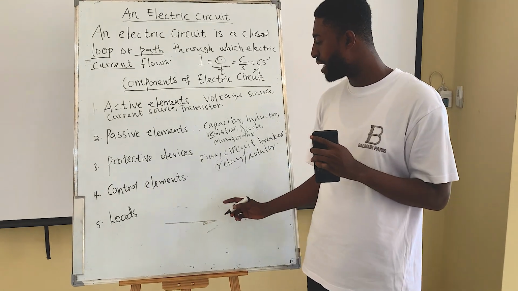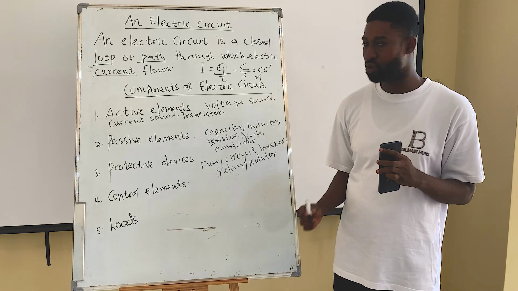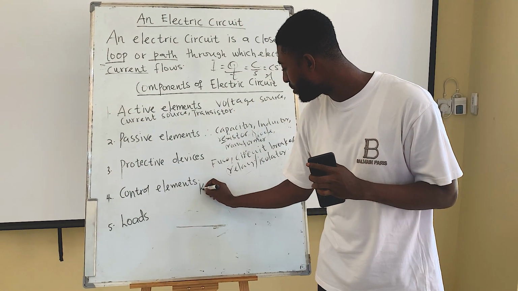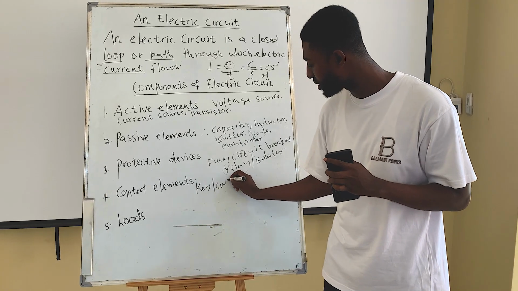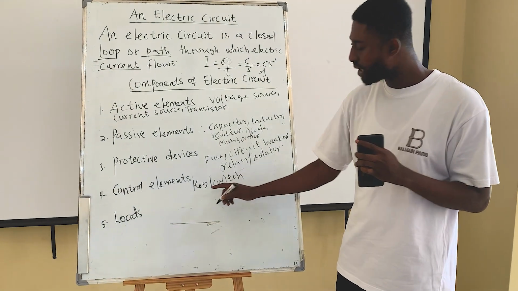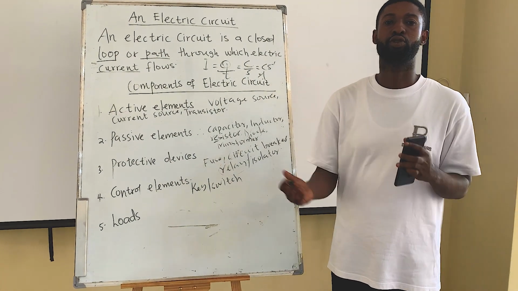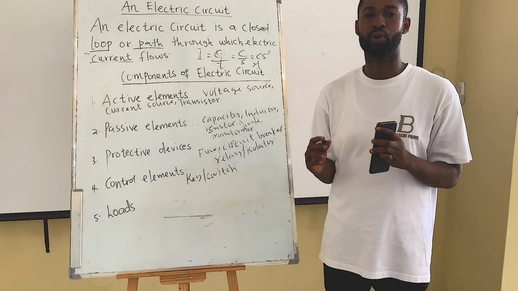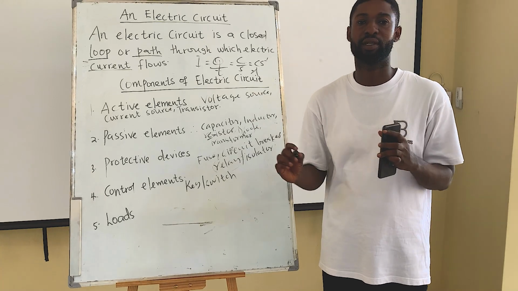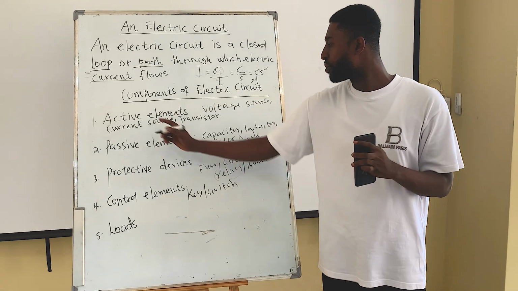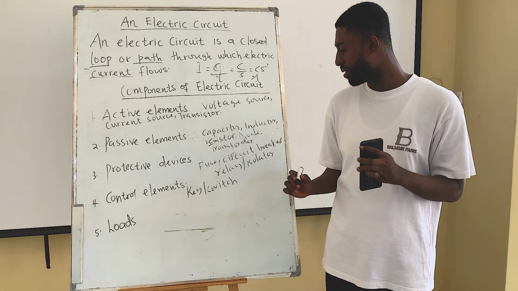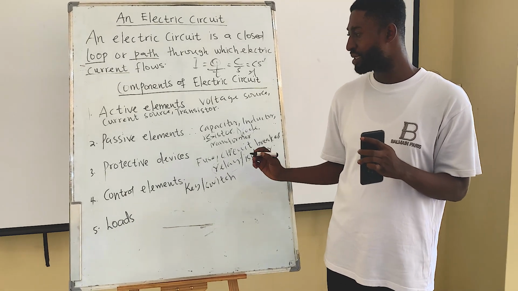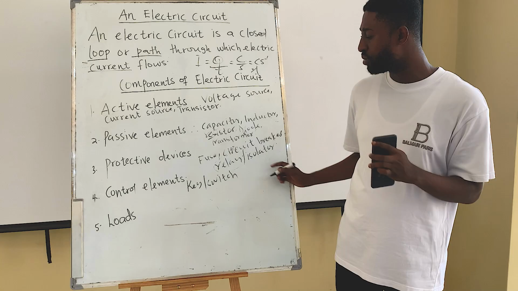Then we have the control element. Now, what does this control element have to do with? It controls the circuit. So one controlling element is the key or switch. We can use the key or switch to control the circuit as to whether to close or open it. When the circuit is closed, it means that we are allowing the transfer of current from the active source to all the electrical elements. But if the key is off, it means that current will not be able to flow through the circuit.